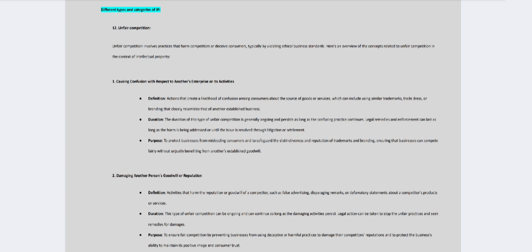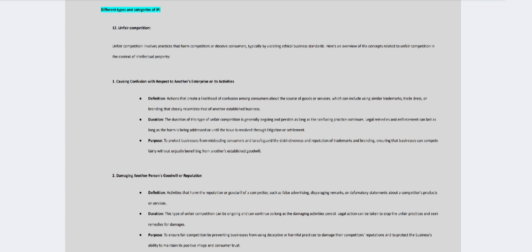Duration: this type of unfair competition is generally ongoing, persisting as long as the confusing practice continues. Purpose: to protect businesses from misleading consumers and safeguard the distinguishing reputation of trademarks and branding, ensuring the business can compete fairly without unjustly benefiting from another's established goodwill.